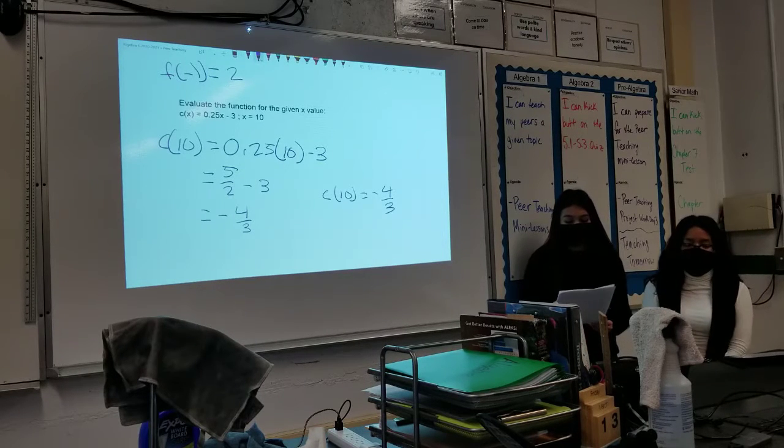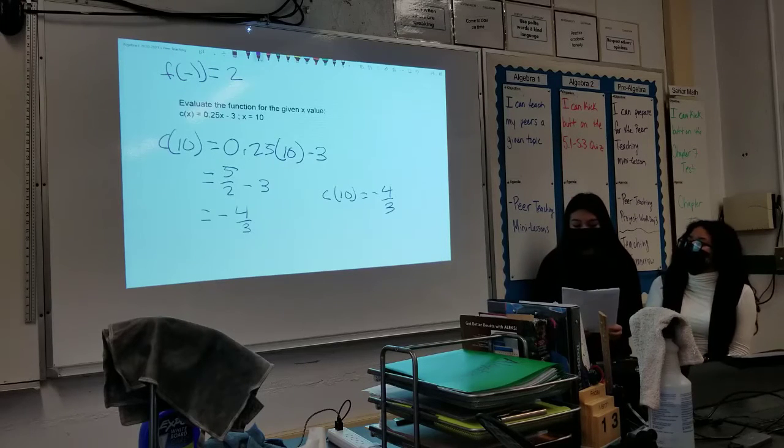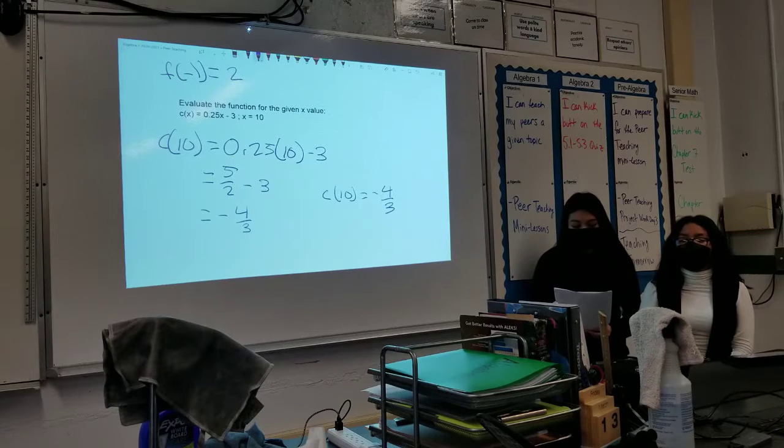Some tips and tricks for evaluating functions. A function is something that will take an input, and based on what that input is, it will produce an output. A tip: f of x is just a synonym for y, your output. f of x is read out as f of x. F is the name or label of the function and it's not a variable. Remember to use order of operations.